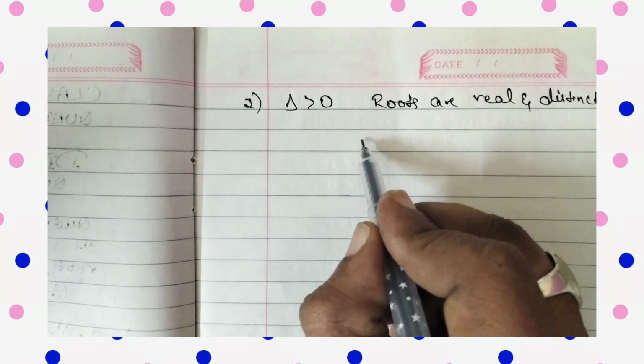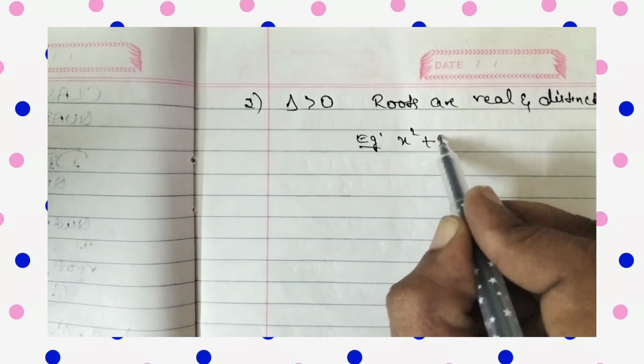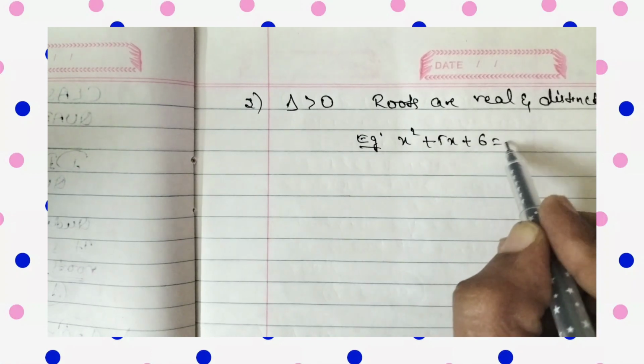For example, I will take one example: x square plus 5x plus 6 is equal to 0.